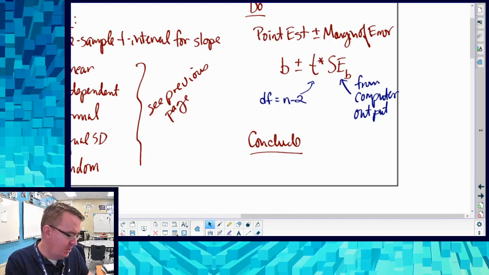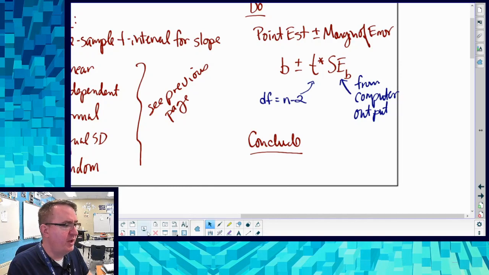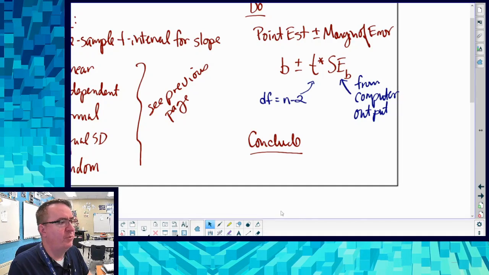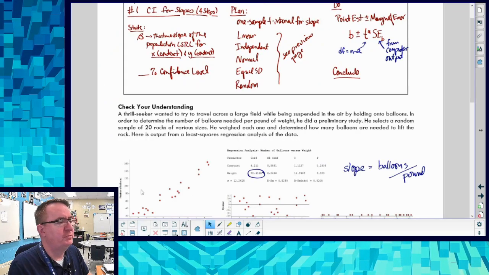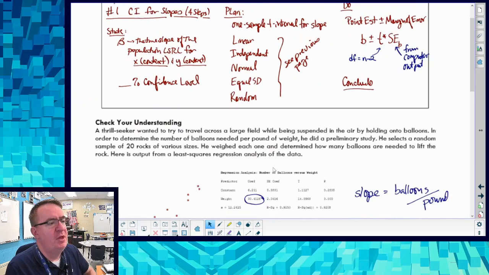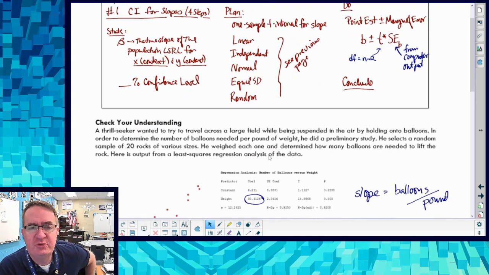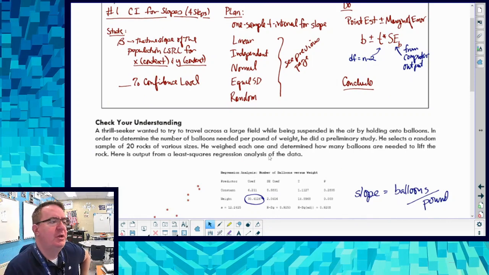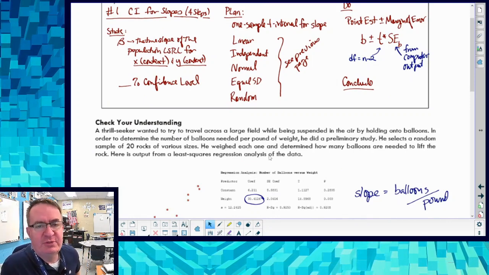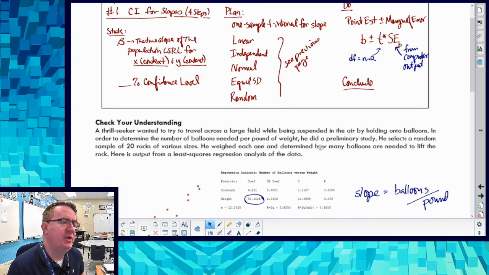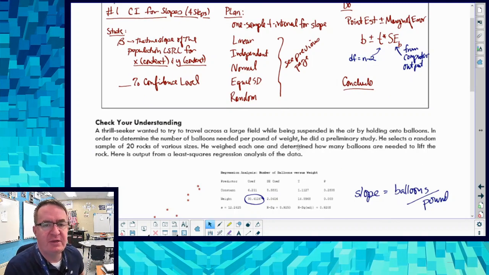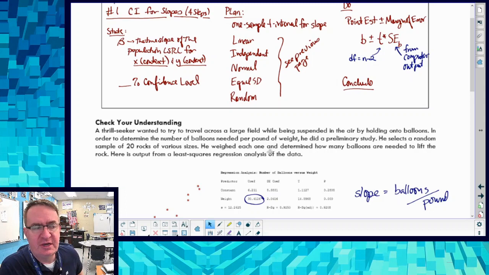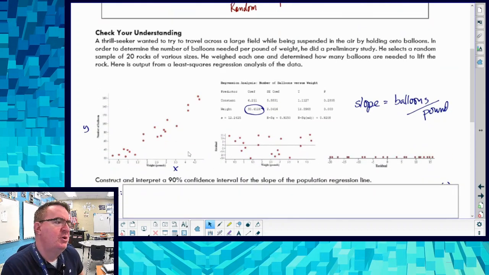Okay? So down here, we've got a problem to run through. Somebody wants to try to float across his yard holding balloons. And so he's trying to figure out how many balloons he'll need per pound. And so he selects a random sample of 20 rocks, figures out how many balloons he needs to tie to it, and goes from there. So notice here, we've got our data here.